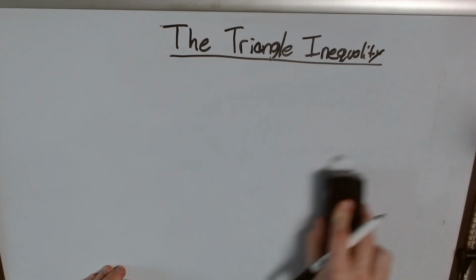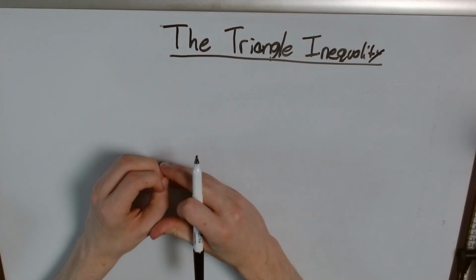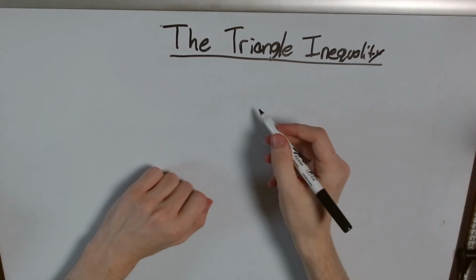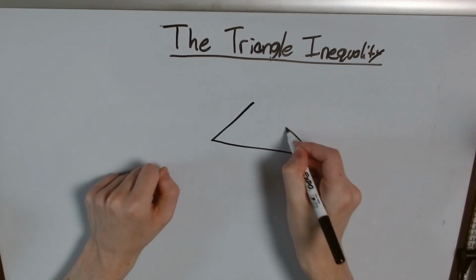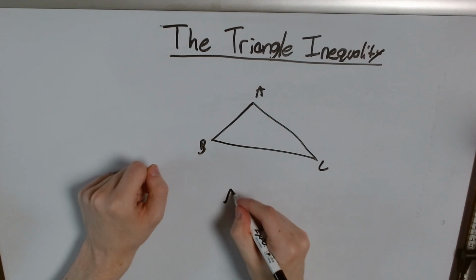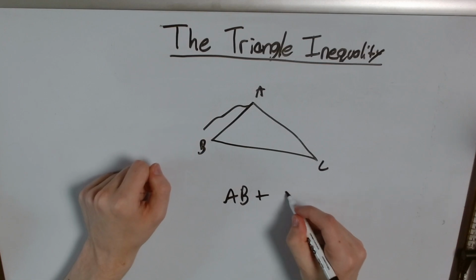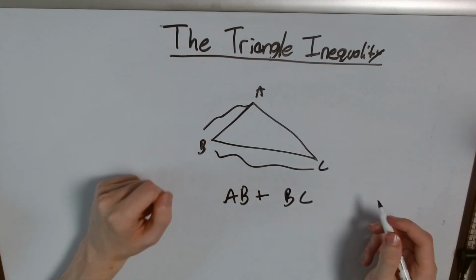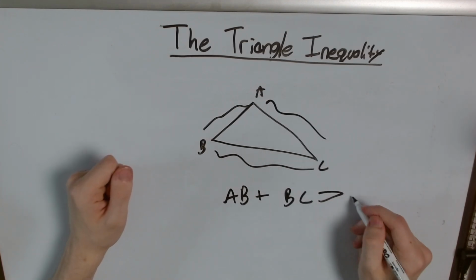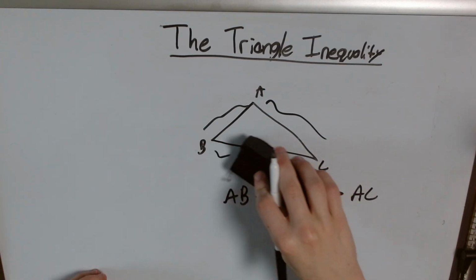And it says, for any triangle I can think of, the sum of any two sides must be greater than the third side. You can think about it this way, right? Say, if I have a triangle A, B, C, well then AB plus BC combined have to be greater than AC.